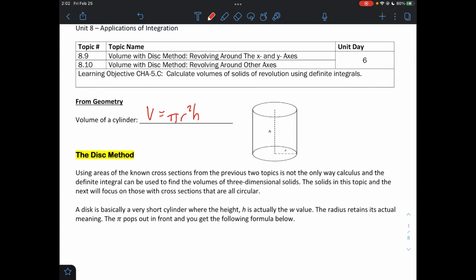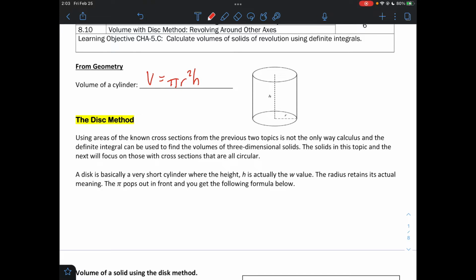This disk method, using areas of the known cross-sections from the previous two topics, is not the only way calculus and a definite integral can be used to find volumes of 3D solids. The solids in this topic and next will focus on those with cross-sections that are all circular. A disk is basically a very short cylinder where the height h is actually the w value. The radius retains its actual meaning. The pi pops out in front, and you get the following formula below.